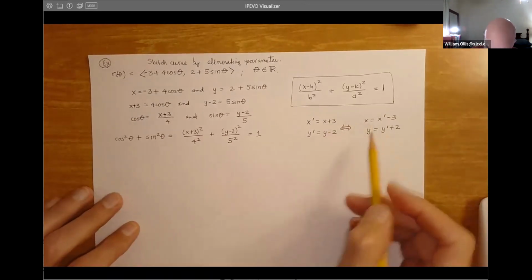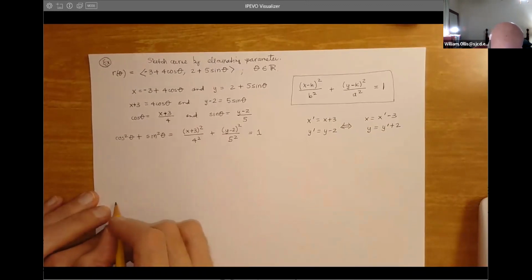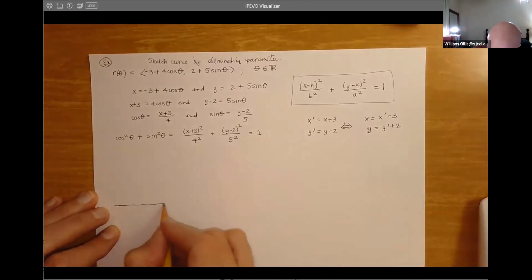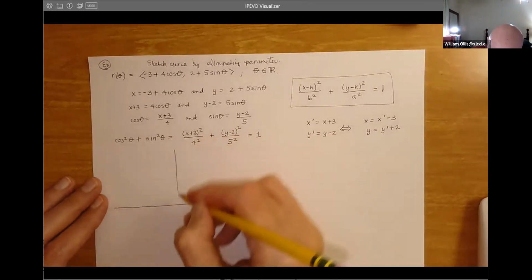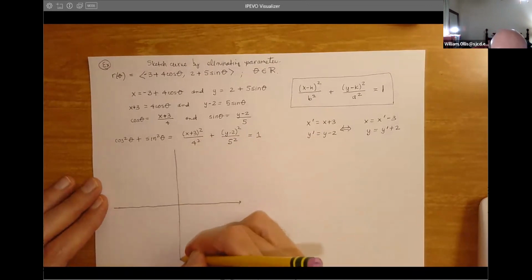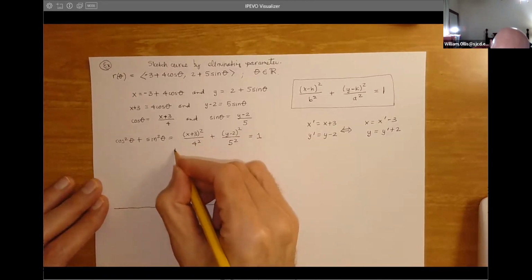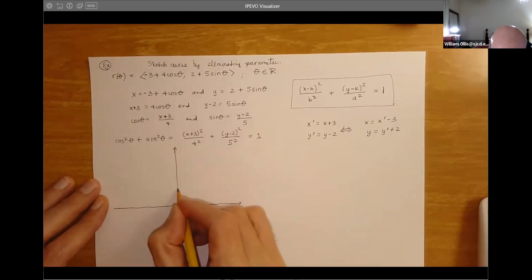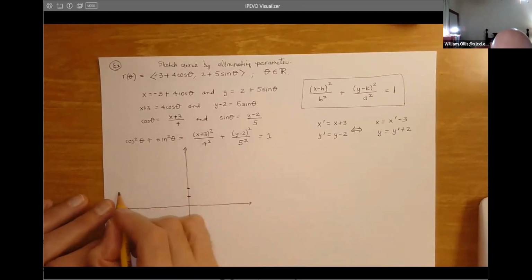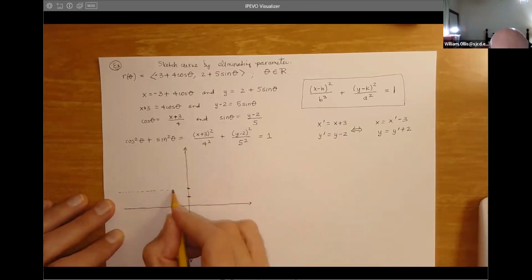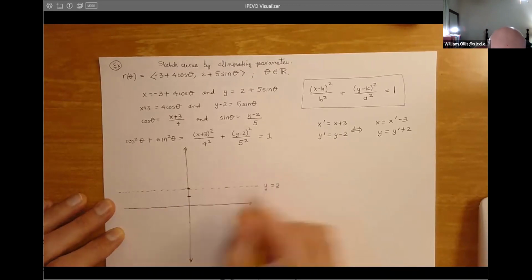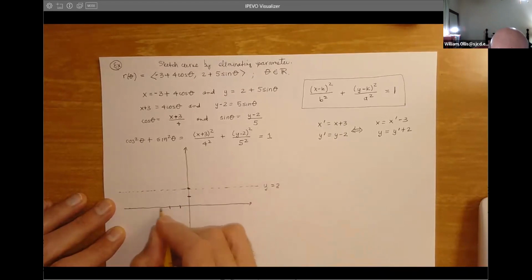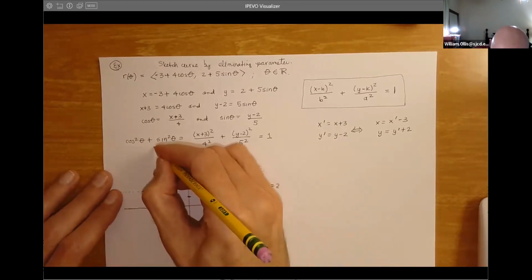So hopefully this is not Greek to you. I teach this to my pre-cal kids. This is a linchpin of analytic geometry. I mean, it's required. So now, let's see what that gives us. Get a nice ellipse. So we get the y equals 2. I'll spread this out a little bit so we can see it. And then we get the x equals negative 3, which is now the new y-axis.